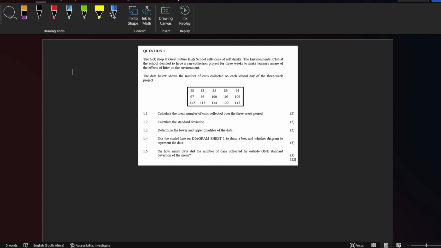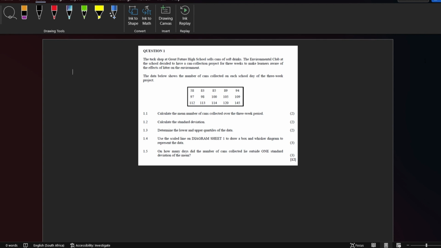So the data below shows the number of cans collected on each school day of the 3-week project. That's why we see that there's 15 values, not 21 values, because students obviously go to school 5 days a week. Okay, so we have our values.